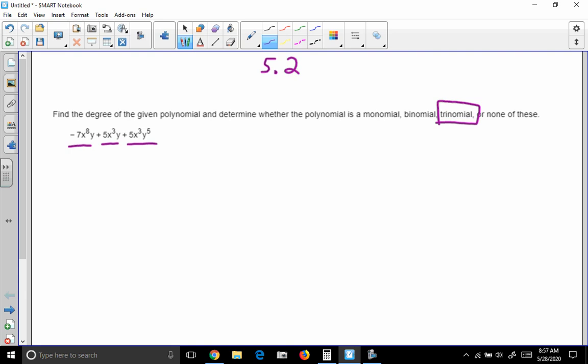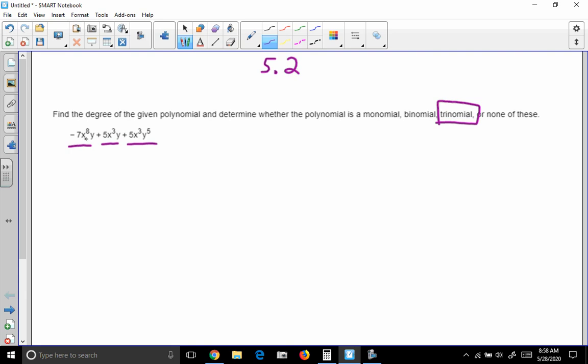If it has more than 3 terms, we just call it generally a polynomial. All of these are polynomials, whether it has 1, 2, or 3 terms, but we don't really classify things of more than 3 terms. So now let's look at the degree.